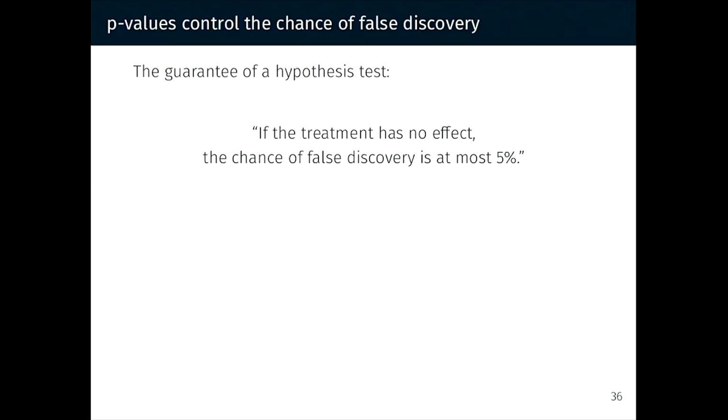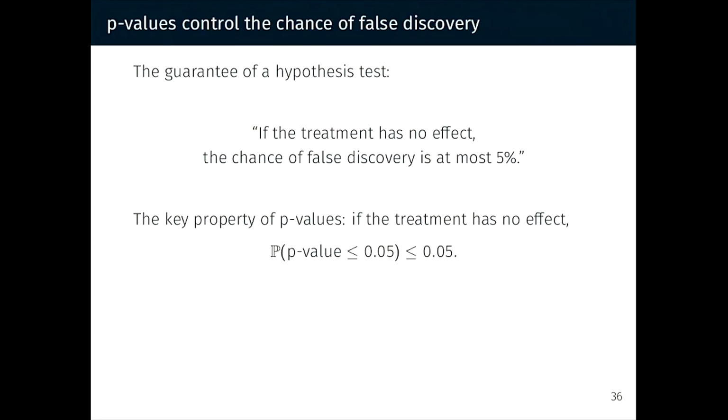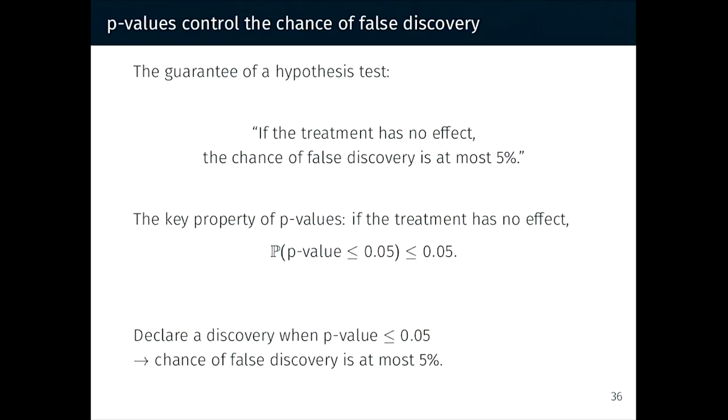Okay. So going back to that guarantee that we talked about, the guarantee of hypothesis test, if the treatment has no effect, in this case if the coin is fair, then the chance of false discovery is at most 5%. This is what p-values are giving us, because p-values have this key property. If the treatment has no effect, the probability that your p-value is below 0.05 is no more than 5%. And so that way, if I run the test, compute a p-value, and declare a discovery when the p-value is below 0.05, then my chance of making a false discovery when there's really no effect is at most 5%. This is what's so great about p-values, is we can use them to control the chance of false discovery.